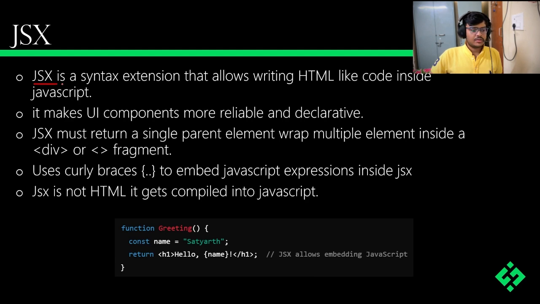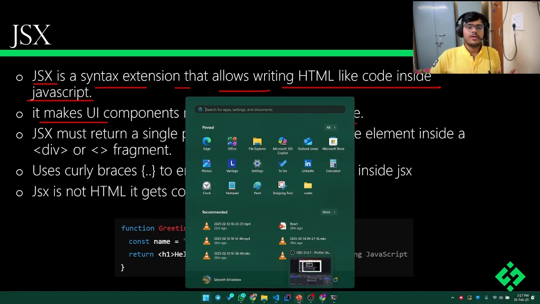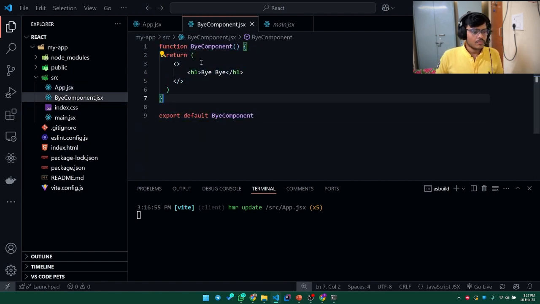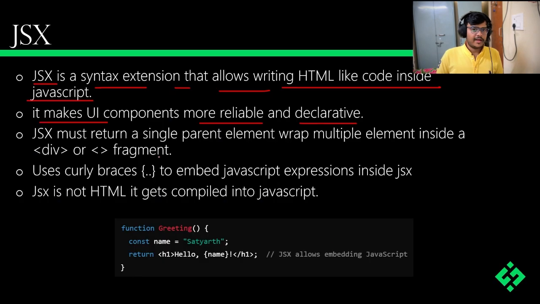Using this, JSX is a syntax that allows writing HTML code. As I said, that particular function was exporting one HTML component. We can import any number of HTML components inside one component. Like this, I am importing the bye component from the bye.jsx file. Okay, you can see this is okay. So this is how import is done in React, inside React and inside JSX.